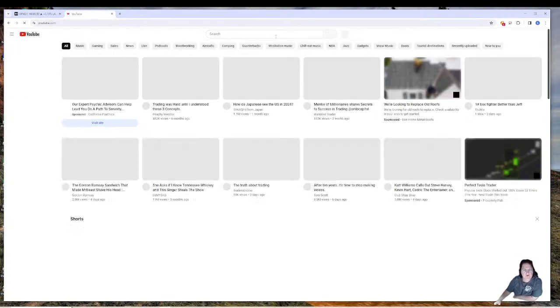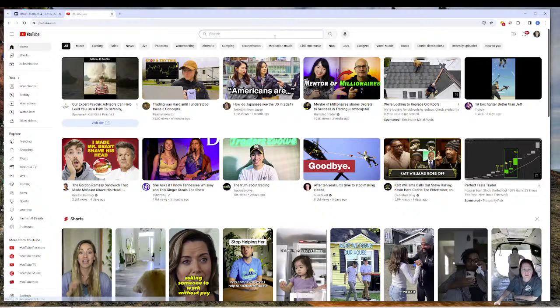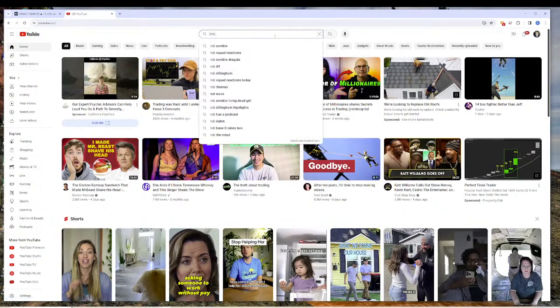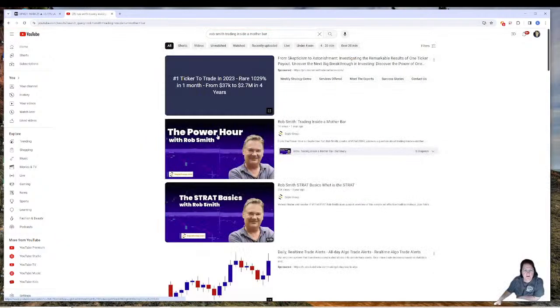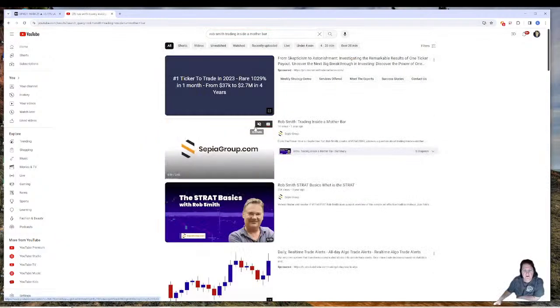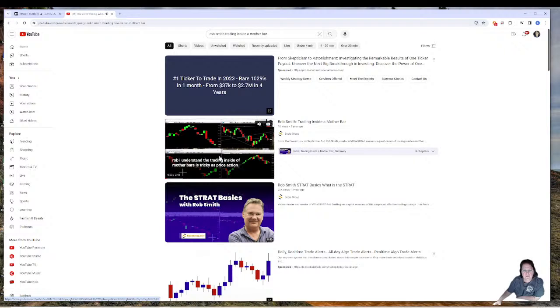See if I can find it real quick. I believe it's still on Sepia Group. Yes, this right here. Trading inside of mother bar. Let me unmute it so you guys can see it.